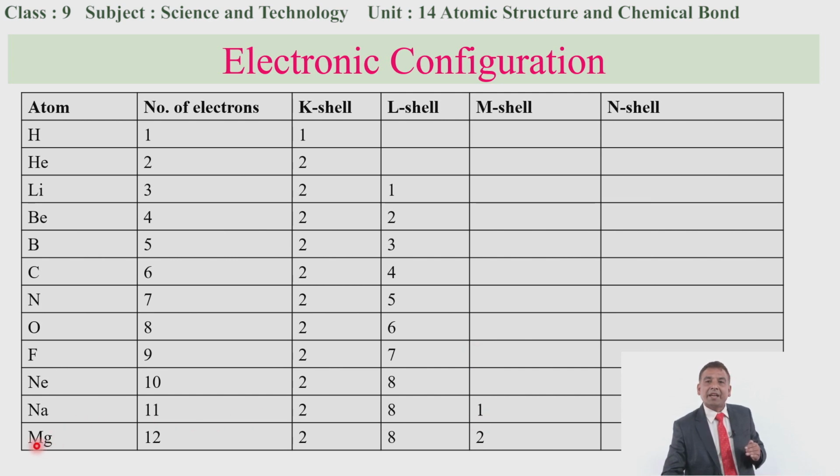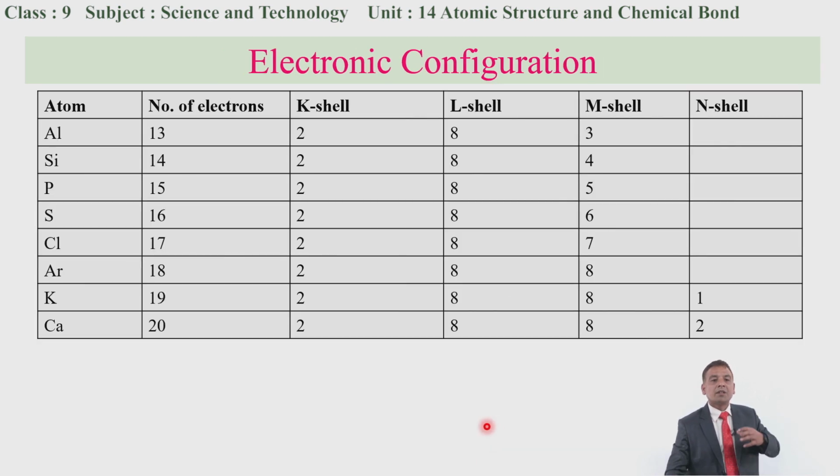In the same way, magnesium has 12 electrons. So these 12 electrons have been configured like this: in the first shell 2 electrons, in the second 8 electrons, as well as in the third shell, that is the M shell, it accommodates 2 electrons. In the same way, we can configure the electrons of aluminum, silicon, phosphorus, sulfur, as well as chlorine.